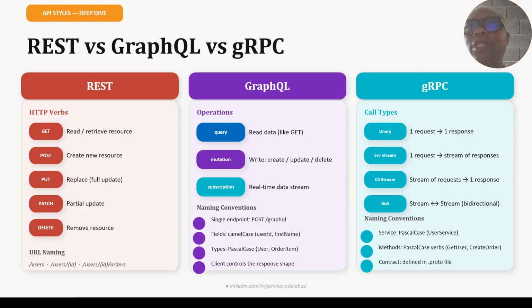One is unary, so one request, one response. Server streaming: one request, stream of responses. Client streaming: stream of requests, one response. Bidi stream, that is bidirectional. You understand me now? So these are the ways you can make calls within the gRPC protocol.